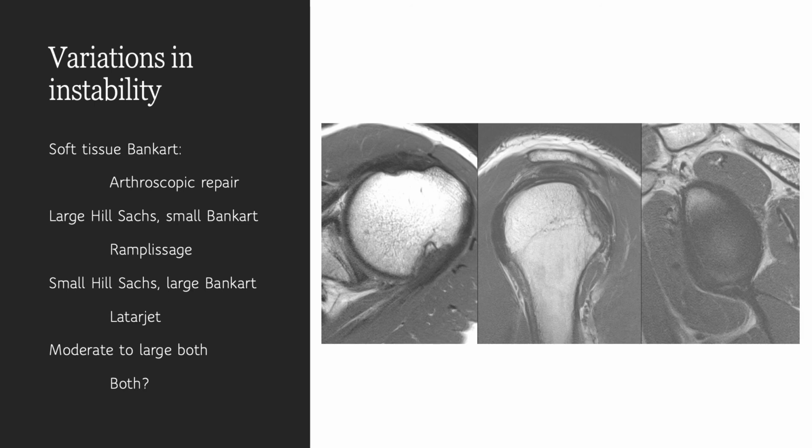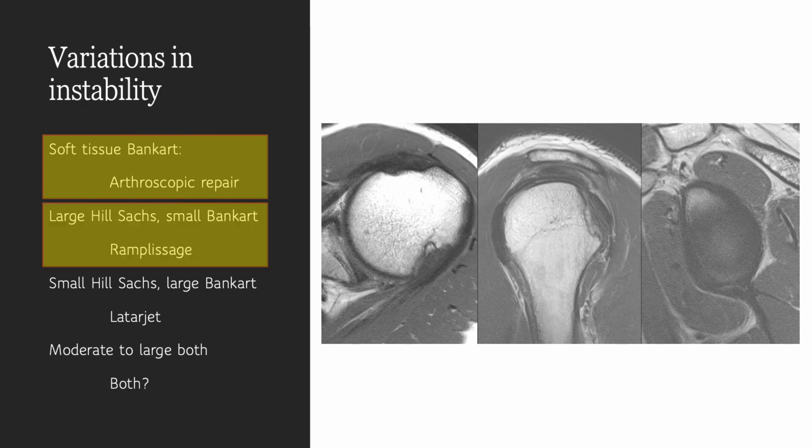You will have 4 different common variations that you can see. One is a soft tissue Bankart lesion, and in that case arthroscopic repair is the best thing to do. Two is you may see somebody with a large Hill-Sachs lesion, that means a large defect on the humeral side, but a very small Bankart lesion. So if it's a soft tissue Bankart lesion, you may just repair it arthroscopically, but your primary concern is on the humeral side, and therefore you will do a humeral sided reconstruction for these patients, which would be a remplissage.